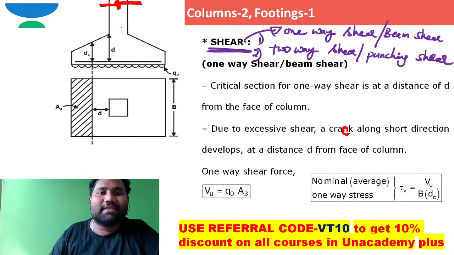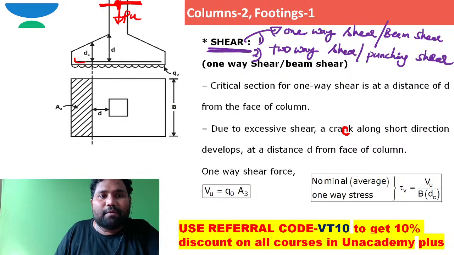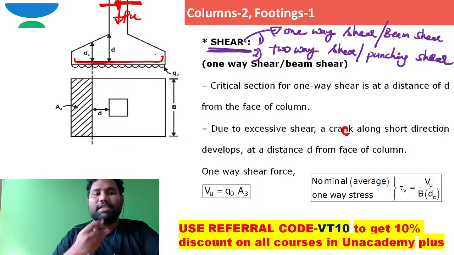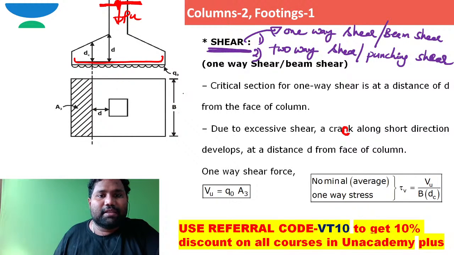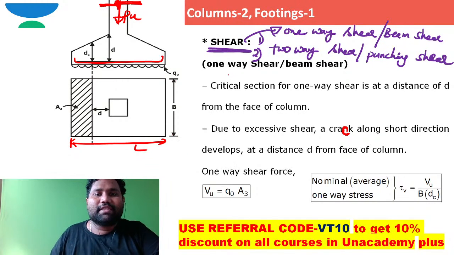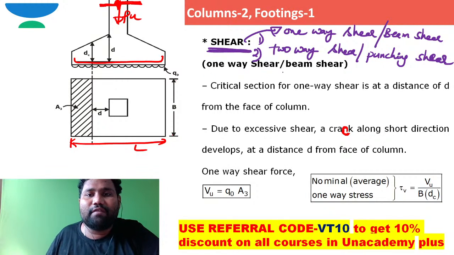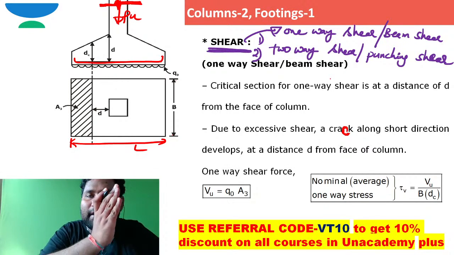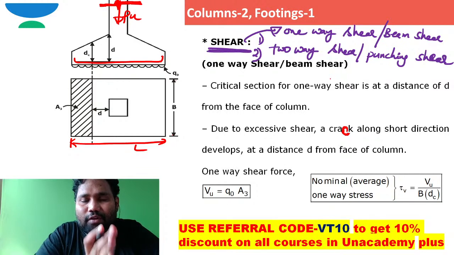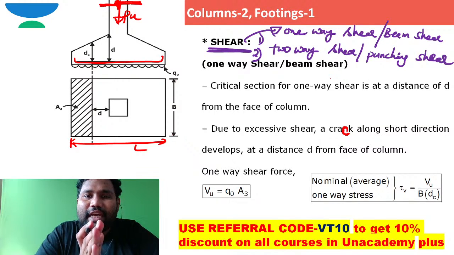Now I just want to take this column, and this is the footing. The load coming from the column onto the footing is Pu, for example, and this is the tension zone of the footing, so the reinforcement is provided on the tension side. The width of the footing is b and the length of the footing is, for example, l. Now what is the critical section for one-way shear? Another name for one-way shear is beam shear. That means the shear crack is able to propagate only in one direction, in one width direction of the footing. Such type of shear is nothing but one-way shear.